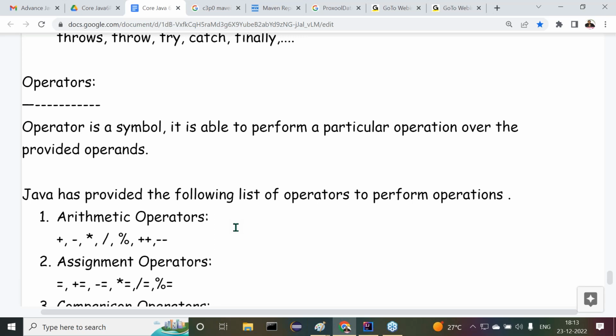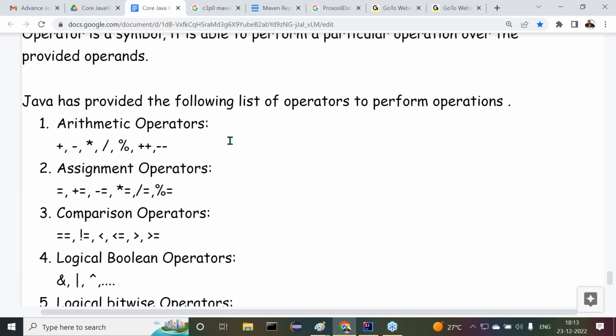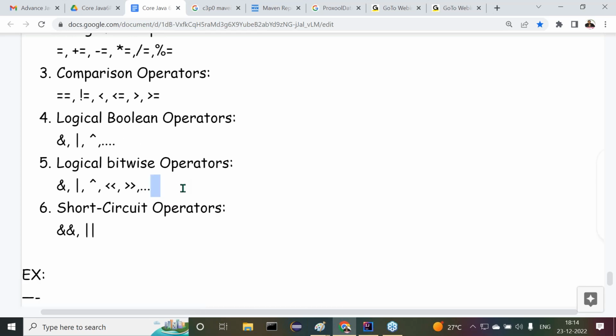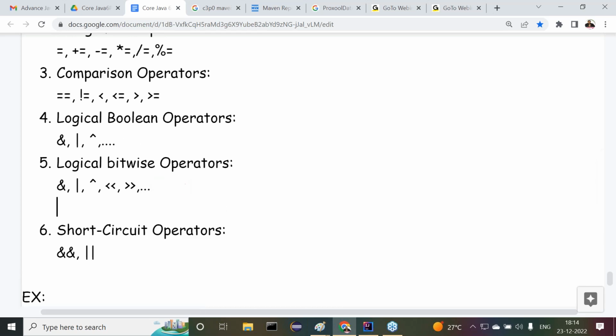Okay, fine. This is called an operator. After understanding this, what are the various operators provided by the Java programming language? If you observe this, first one is arithmetic operators. Next one is assignment operators. Next, comparison operators, logical operators, logical Boolean operators, logical bitwise operators. Then here we understand short circuit operators.